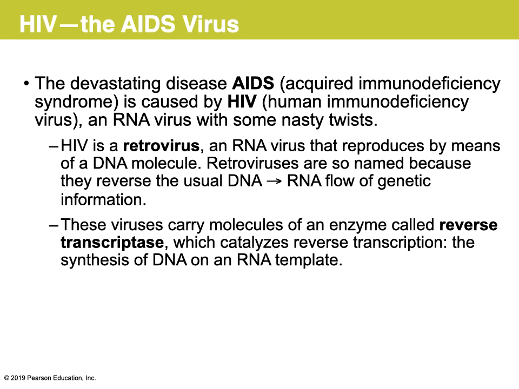Retroviruses have an unusual trick to them. HIV is a retrovirus, which is an RNA virus that reproduces by means of a DNA molecule. They call them retroviruses because they go backwards. They reverse the usual DNA to RNA flow of genetic information. These guys are RNA viruses that have an enzyme called reverse transcriptase. It's reversing transcription. Instead of transcribing DNA to make an RNA molecule, you're taking an RNA template to make a DNA molecule. So it's transcribing in reverse from the usual pattern.